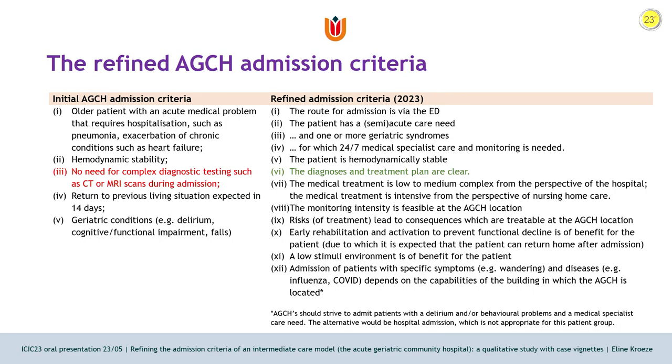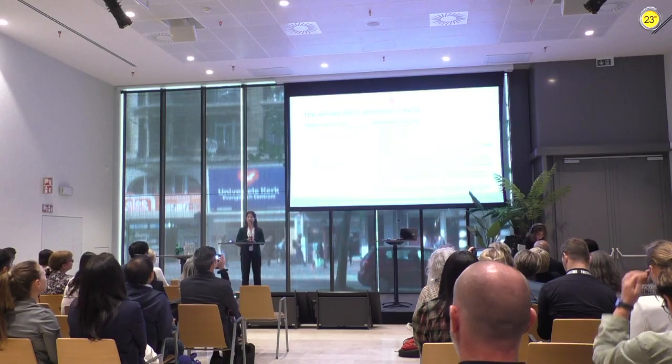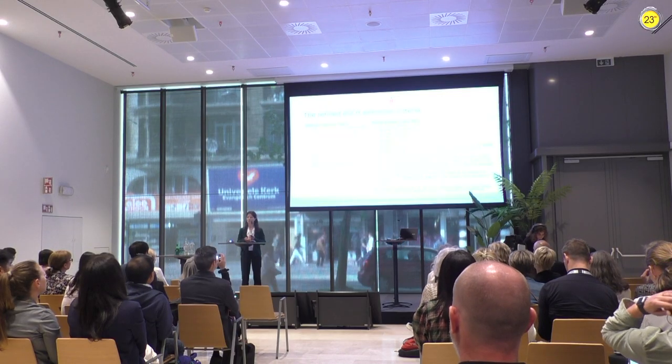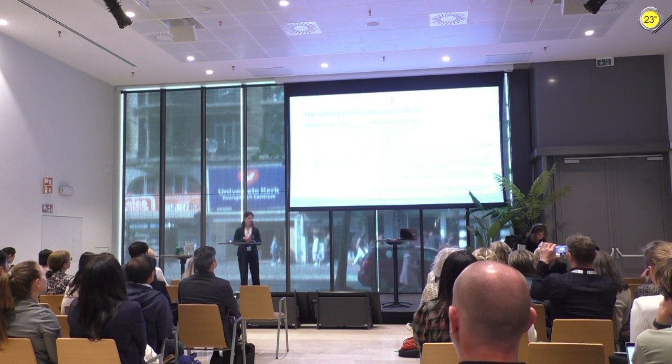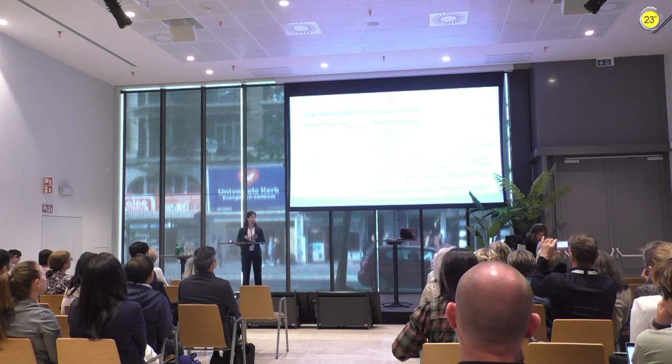And this is too much to explain today, I don't have time for that, but we refined the admission criteria for the new care model. Some are new additions that were co-created with other healthcare professionals, but some are also reformulations of the initial admission criteria for the acute geriatric community hospital in Amsterdam. For example, "no need for complex diagnostic testing" was reformulated into "the diagnosis and treatment plan are clear."